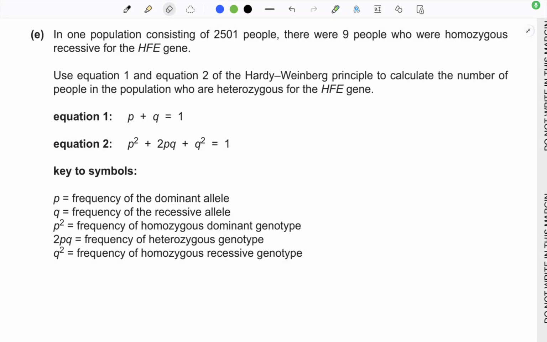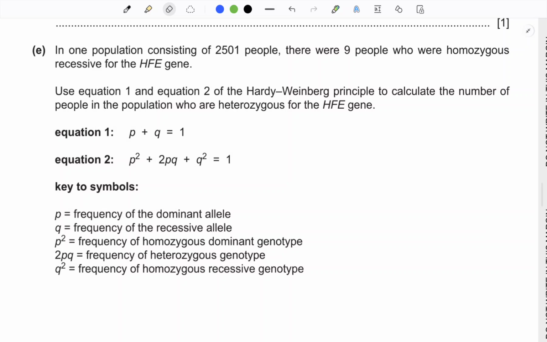Another important question which we see quite frequently in paper 4 is where we have to apply the Hardy-Weinberg Principle in order to find out the number of people in any population, which they can ask about the number of people who are heterozygous or the number of people who are homozygous dominant. And usually they start with giving you the homozygous recessive. So as you can see it over here, we'll try and understand this.